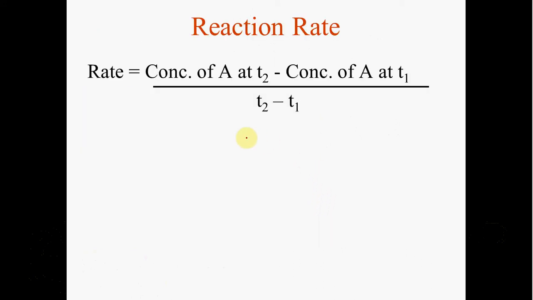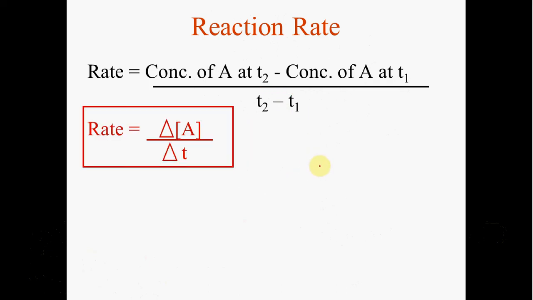So when you look at a rate equation, you're really just looking at the change in concentration of a substance over the change in time. So concentration A at T2, minus concentration A at T1, divided by T2 minus T1. Again, just change in concentration over time.